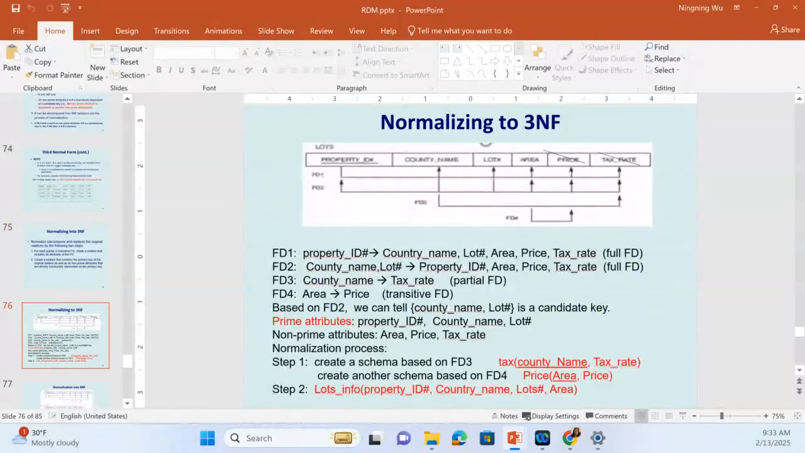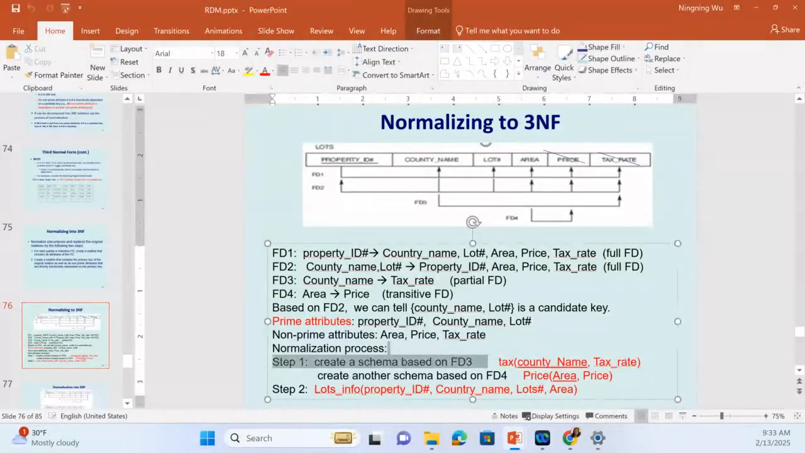So in this case, since we have one partial and one transitive dependency, that's why we're going to create two relation schemas. The first one is about that partial functional dependency: county name determines tax rate. So this is the first schema we got. The second one corresponds to that transitive functional dependency. We have area determines price, so we have area, price.